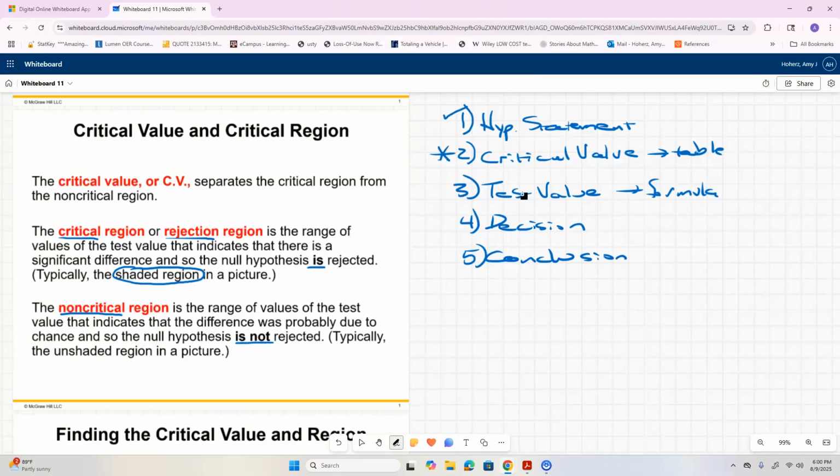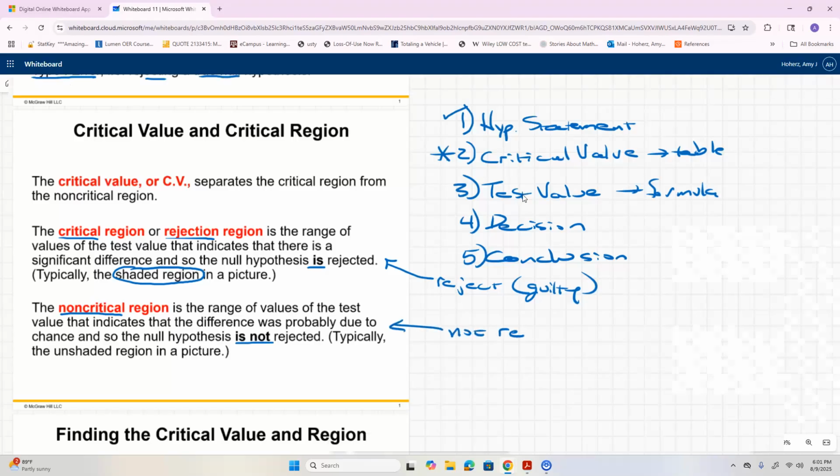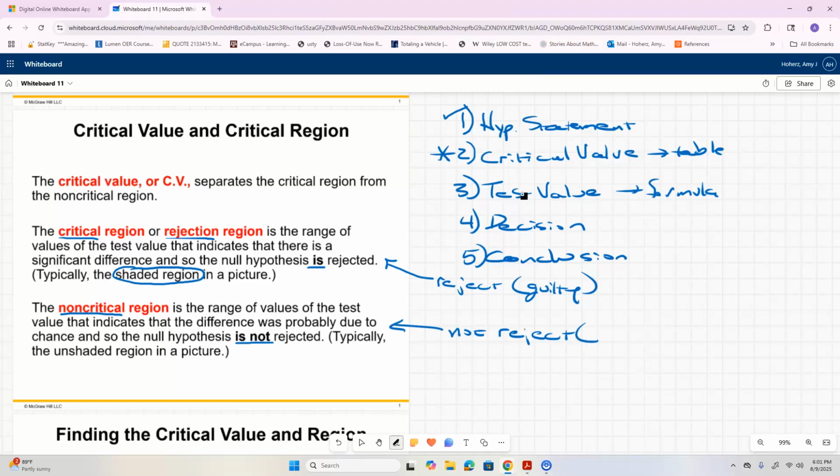So again, if we're in the critical region, we're going to reject. In other words, we're going to find the null hypothesis guilty. If we're not in the critical region, we're going to not reject. That is the same as if we came back with a not guilty verdict. We didn't have enough evidence to show that the null hypothesis needs to be rejected.